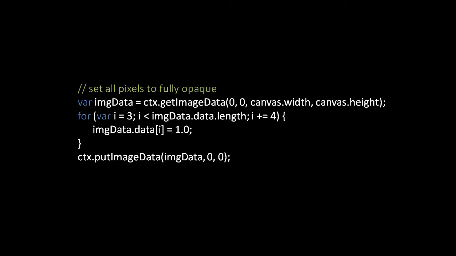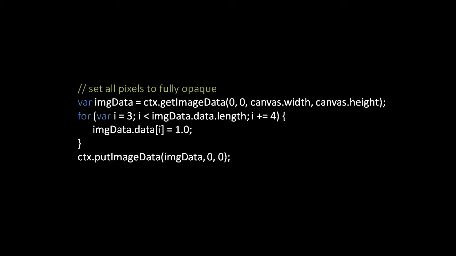Once we have our image data object, we loop through the data property array starting at index 3, because that is the alpha channel of the first pixel, and we iterate our counter by 4, because every fourth element is the next alpha channel. So our loop index will go 3, 7, 11, 15, 19, etc. In the body of the loop, we set the array value at that index to the value 1, a fully opaque alpha value. So we've modified the image data, it's just that this hasn't actually affected the canvas yet.